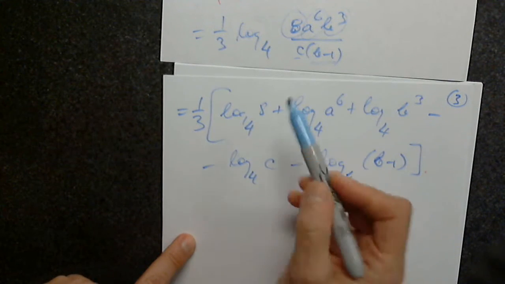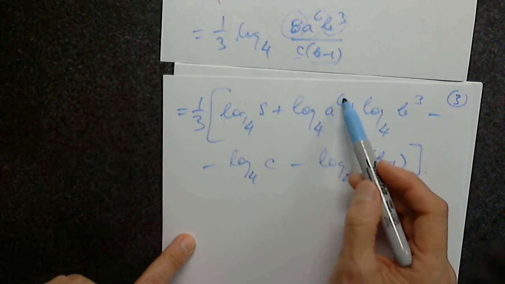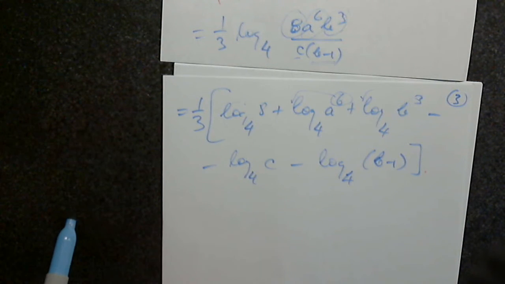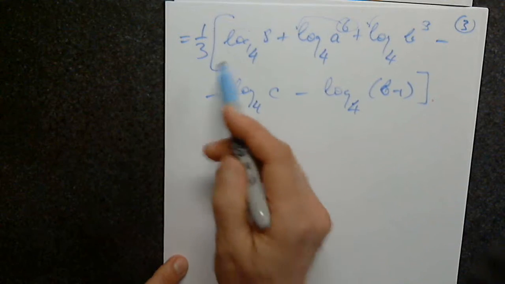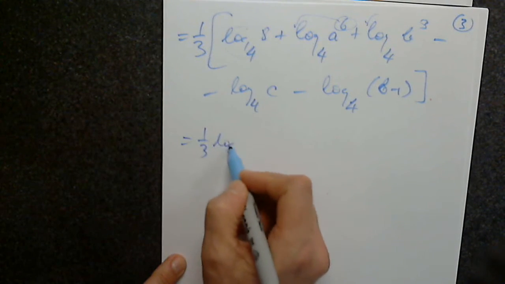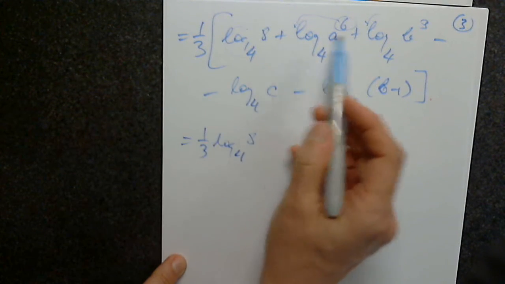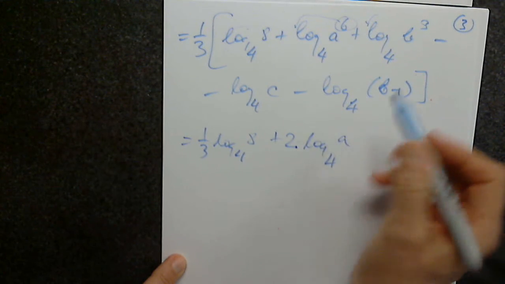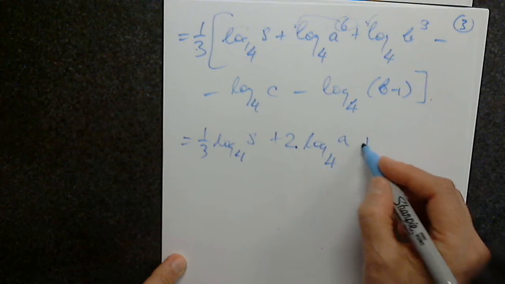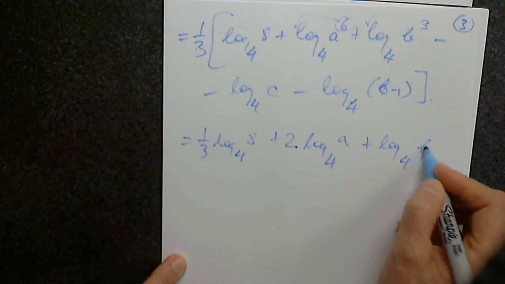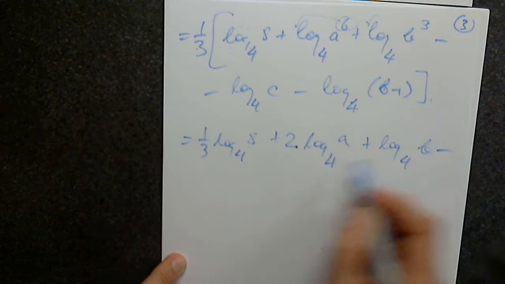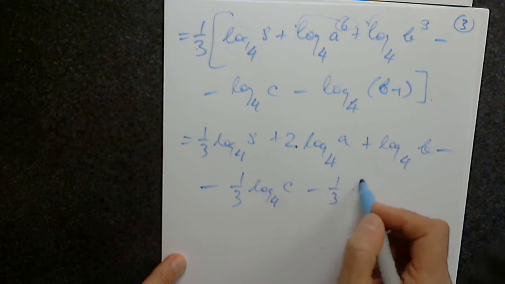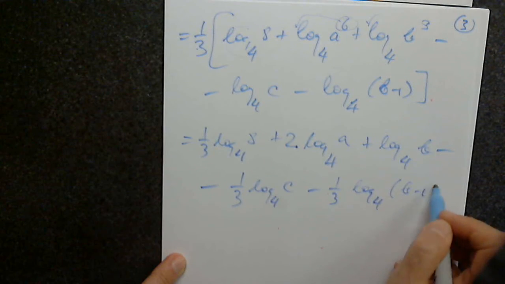It's almost done. I cannot do anything here. I will bring 6 in front and I will bring 3 in front and then distribute 1/3 and I'm done. So I distribute 1/3 to log base 4 of 8. I distribute 1/3 and 6, so this is positive 2 log base 4 of a. So this is 3/3, so this is plus log base 4 of b, but now minus 1/3 log base 4 of c, and minus 1/3 log base 4 of b minus 1.